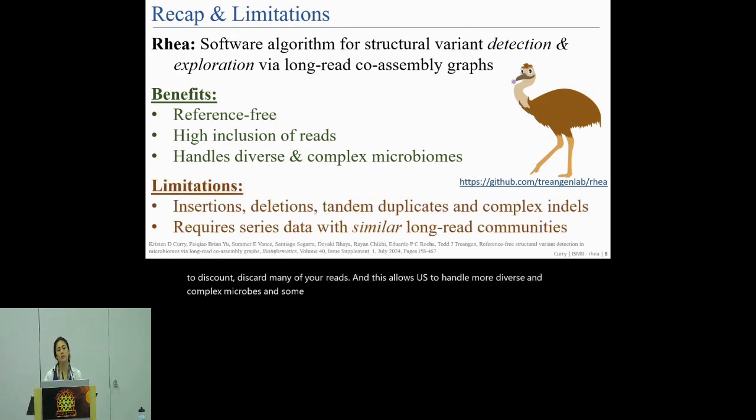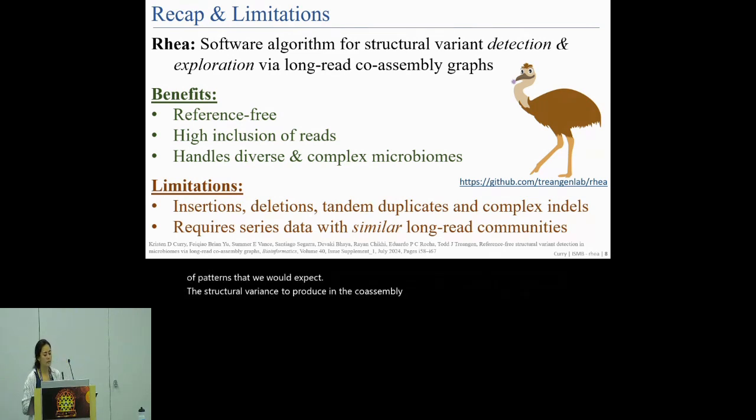Some limitations here is right now we're only detecting 4 different types of structural variants. I do think this setup does have room to grow. It does have space to expand to other types of structural variants with a little bit of thought of the types of patterns that we would expect those structural variants to produce in the co-assembly graphs.